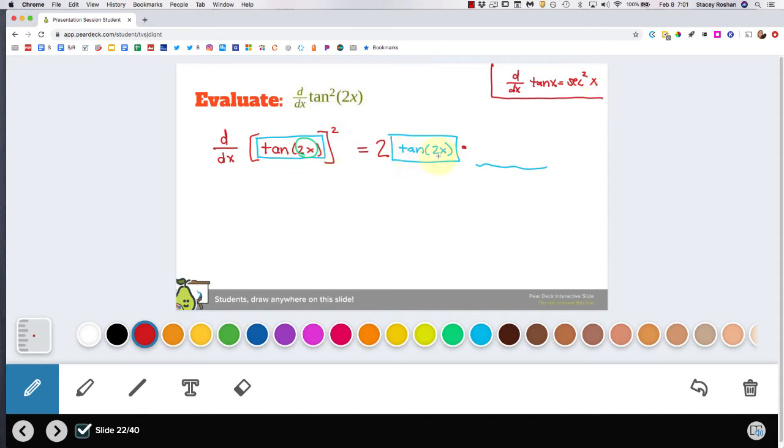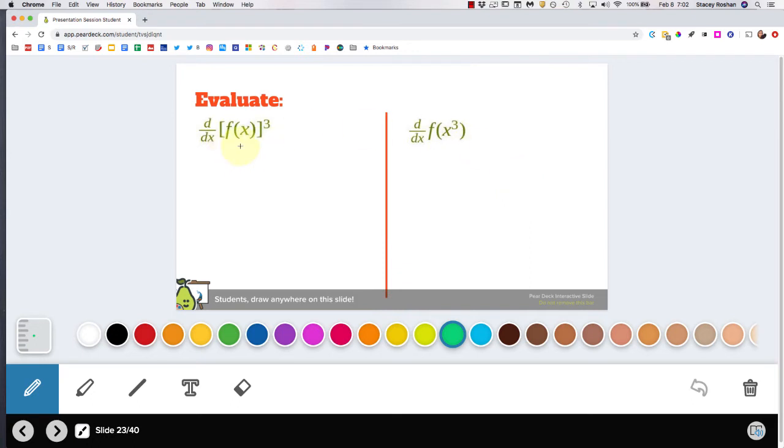So the derivative of tan of 2x is secant squared of 2x. But of course we had this as the baby, so we need to chain that, and we have times 2. So that's my final answer, and I can just leave it like that. That's great. No simplifying necessary. Leave it. Now this one, I wanted you to see this versus this.